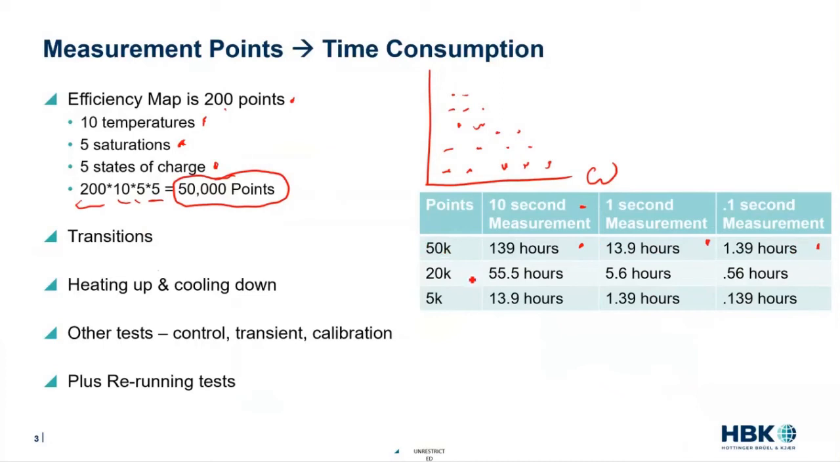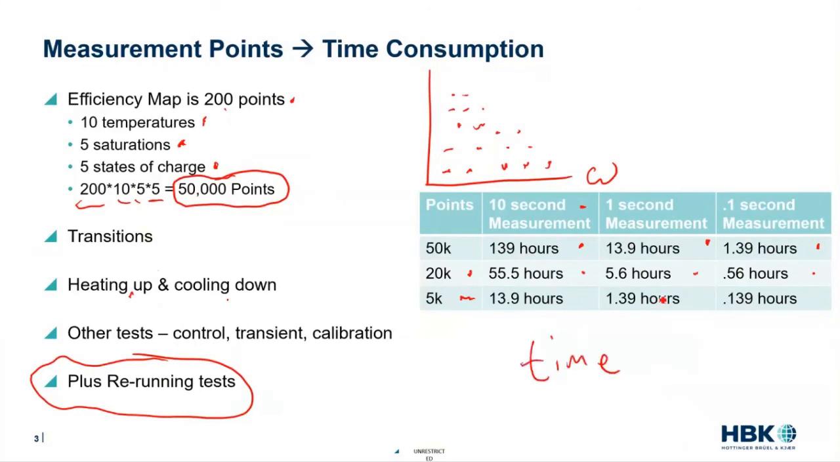And I just have my chart here. If you only do 20K points, all right, 55 hours, 5.6 hours, 0.56 hours. 5K points, now you're in this reasonable range, this 1 week range, but you still have heating up, you still have cooling down, you still have other tests to run, you have those transitions of the dyno, plus sometimes Johnny the intern wires something backwards and you have to rerun a test, or you set up a torque offset incorrectly, so you have to rerun a test. So the point I'm trying to make here is that these things can take a lot of time.